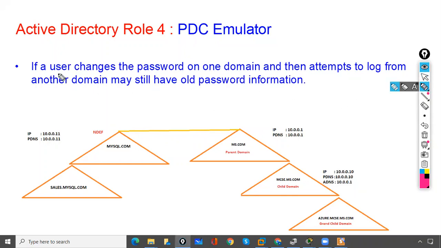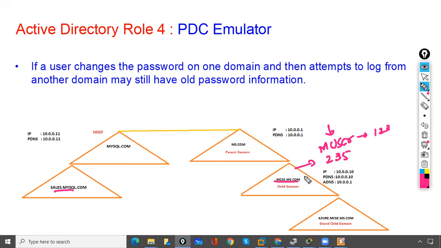And the fourth task: if a user changes the password on one domain, then attempts to log on from another domain may still have old information. Okay, let us try to understand. Let us say this domain mcsc.ms.com is having one user, m user, and its password was 123. Now it is changed to 235. So this user has changed its password and it tries to log on in sales.mysql.com. So guys, they are the part of same forest, so they can log on to any computer in any domain.